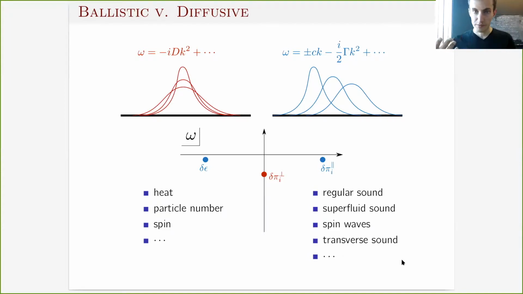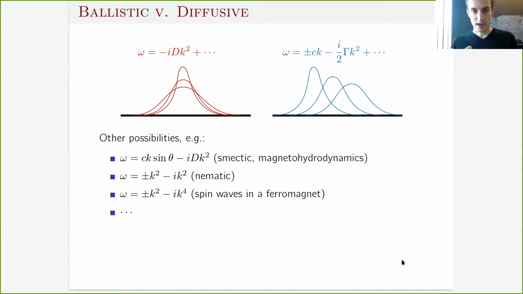Of course, these are not the only types of modes you can get in hydrodynamics. There are some more exotic modes. For example, in anisotropic systems, you can have modes that look sound-like in some direction and diffusive in another. This happens, for example, in smectics. There are also modes that have a real part that starts as k squared. For example, spin waves in a ferromagnet, and more generally what some people call type 2 Goldstones.